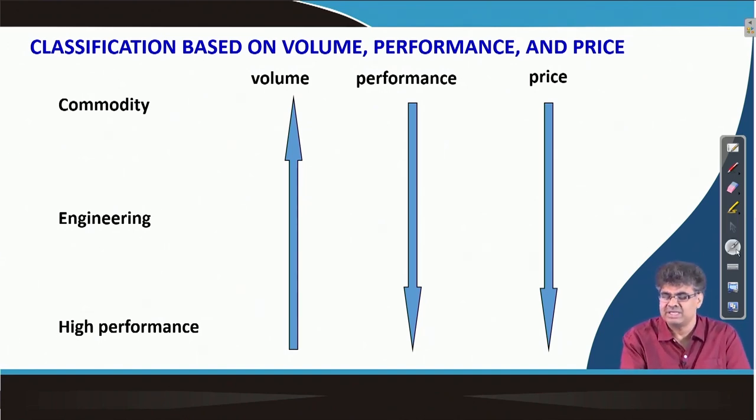So, we call those materials commodity plastics. On the other side, plastics used for very high-end applications, like medical or space applications, have less volume and high price. Then there are plastics for engineering applications, like in cars and structural applications, where the volume is intermediate, so price and performance are also intermediate. So, based on the volume of the polymer used in the total market, and its performance and price, we can classify polymers as commodity, engineering and high performance.